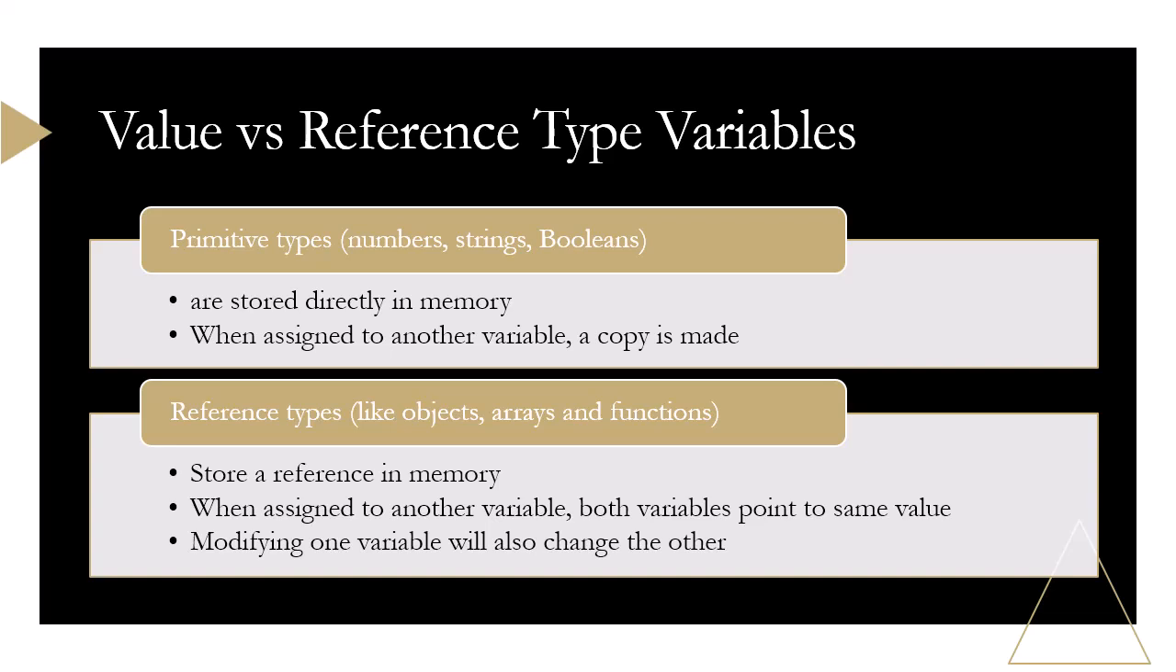Reference types, on the other hand, like objects and arrays, store a reference in memory for the value. This means changes to one variable also affect the other variable. For example, if we assign a number to another variable, the original value remains unchanged. But if we assign an object to another variable, modifying one will also change the other.